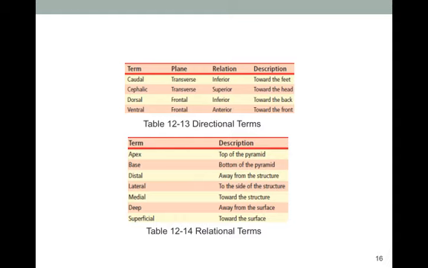Table 12.14, relational terms. Apex, which would be the top of the pyramid. An apex or an apical pulse is the top of the pyramid on the heart. A base, bottom of the pyramid, which in the heart's case is up towards the top. Distal, away from the structure. Lateral, to the side. Medial, towards the structure, towards the middle. Deep, away from the surface. Superficial, towards the surface.